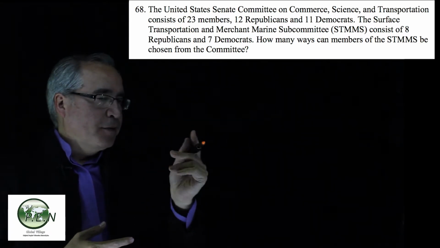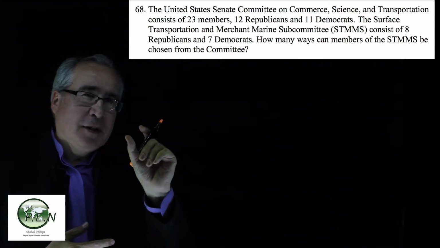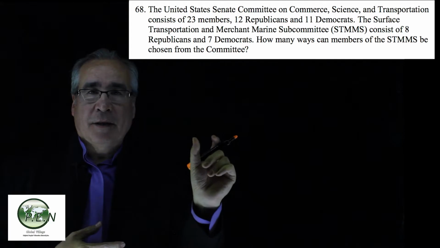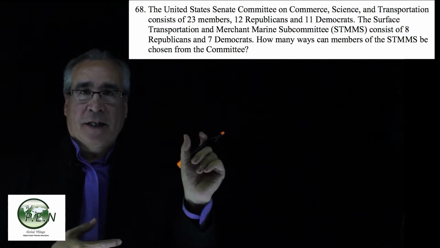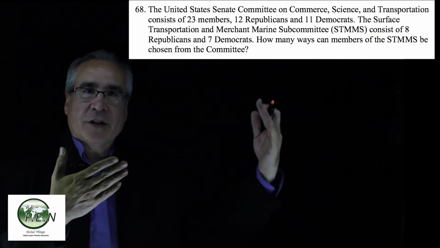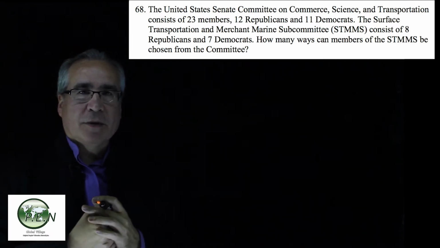Well, it's sort of two separate things. How many ways can we get a combination of the Republicans, and then how many different ways can we get combinations of the Democrats? And since they sort of branch off from there, this is the multiplication principle.